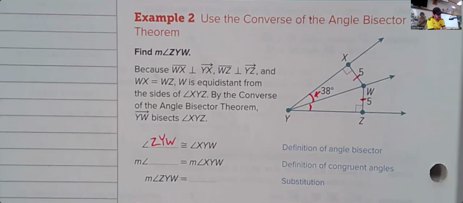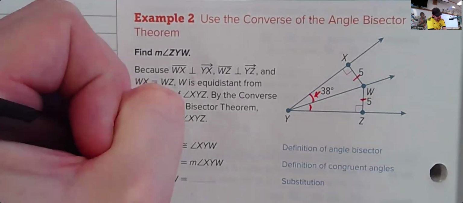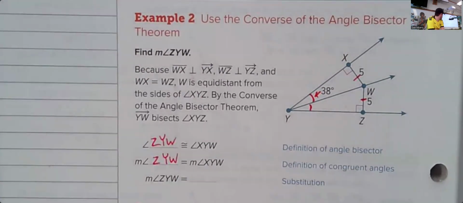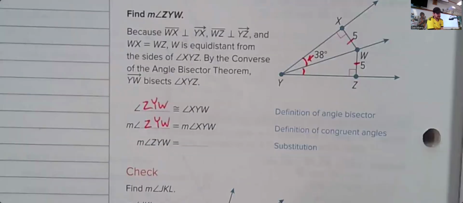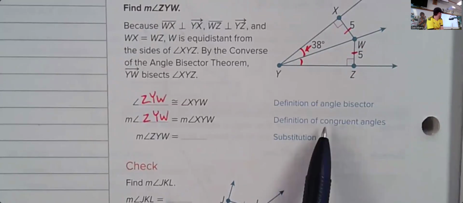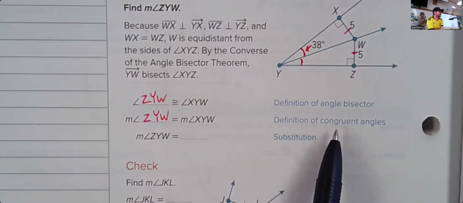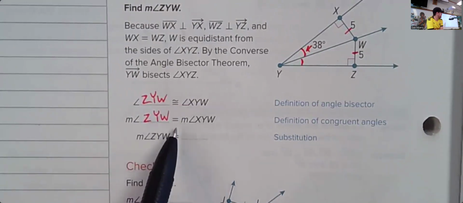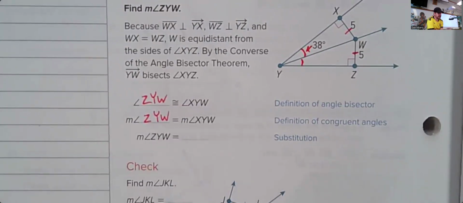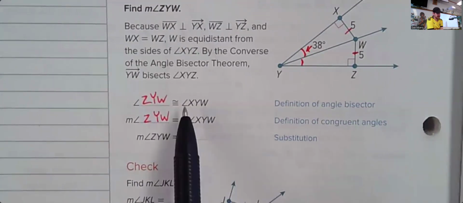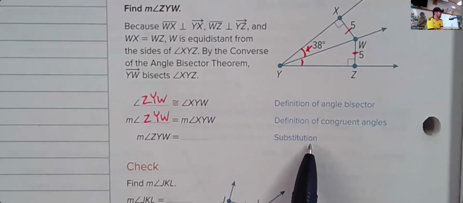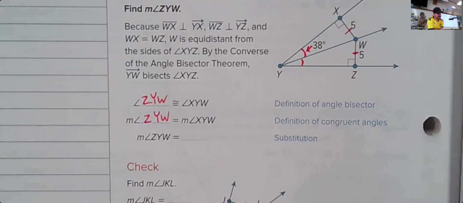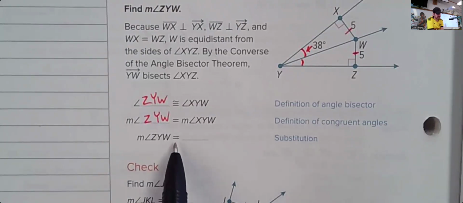Which means that the measure of angle zyw is equal to the measure of angle xyw. Look at that. That's the definition of congruent. We used that a bunch when we did proofs. Anytime you go from congruent to equals or equals to congruent, that's the definition of congruent. And look at this. We got a column here. We got a column here. It's kind of like writing a proof. And then we're going to substitute.